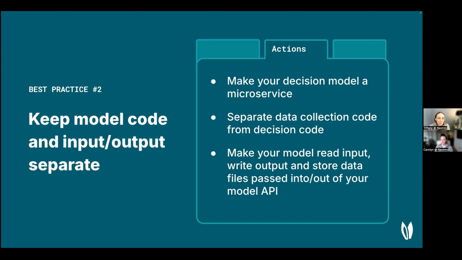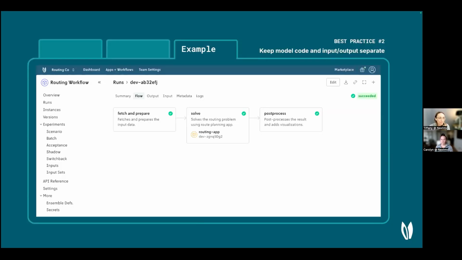And then along those same lines, just make sure your model reads input, writes output, and stores data files that are passed into and out of it. Splitting those layers really makes it maintainable and easier to iterate on in the long run. Yeah. And I really like that because it separates concerns, right? And you can see where things are failing in the process. So this is an example of your routing workflow on the Nextmove side. We call them decision workflows or pipelines. You could also build pipelines in other tooling. So there's Airflow or Dagster or a variety of different service layers.